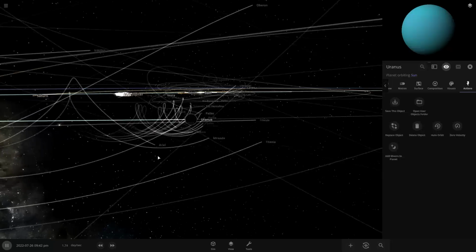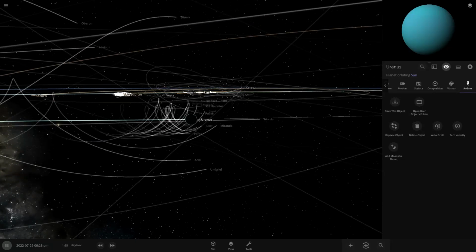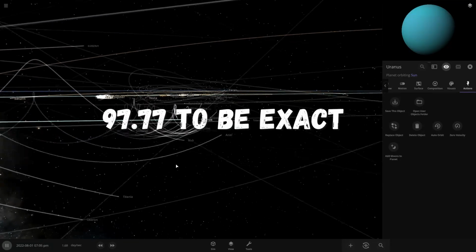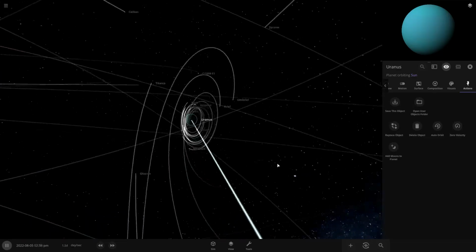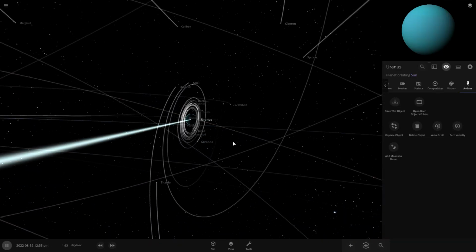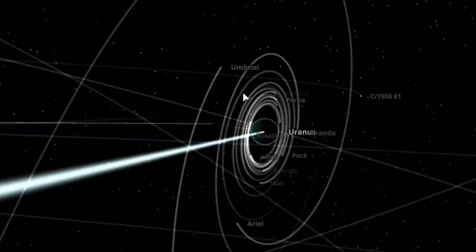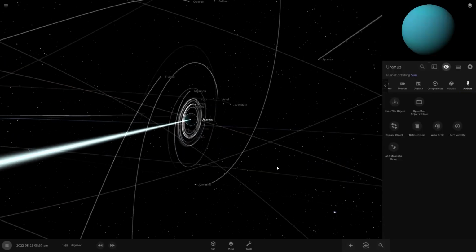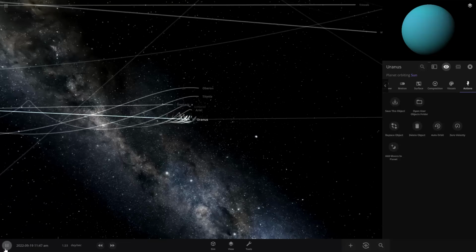Because the whole Uranus system is tilted pretty much 90 degrees, all the moons do this helix. It's really quite mesmerizing to look at. Oh, look at that. It looks almost like a portal to another dimension. It's very, very neat to look at. Could stare at that for a while.